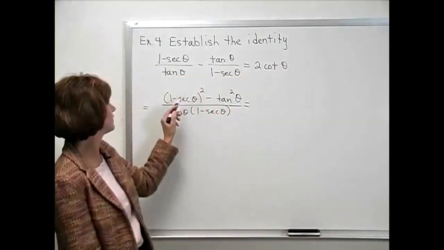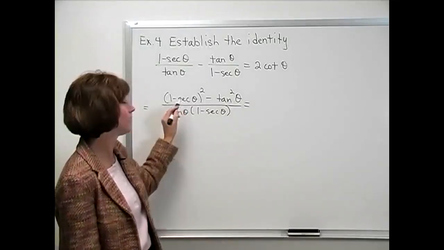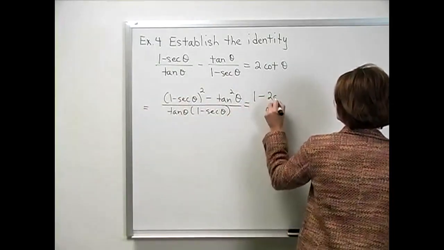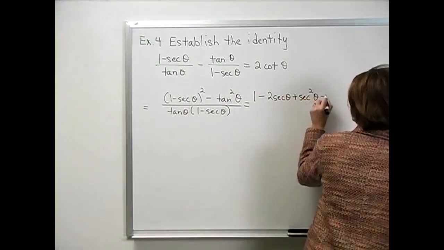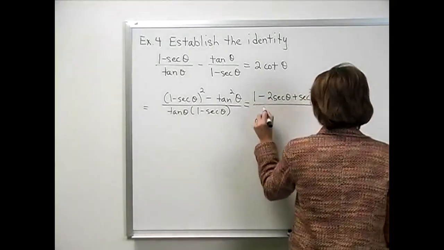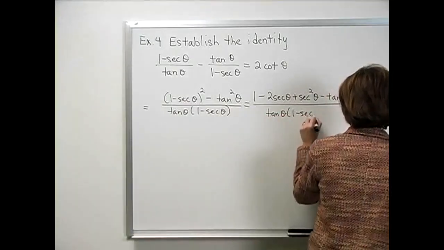Now, we want to square this term. Remember, when you square that term, you're going to end up with 3. We're going to square 1 minus secant theta, and we get 1 minus 2 secant theta plus secant squared theta minus tangent squared theta, all over tangent theta times 1 minus secant theta.